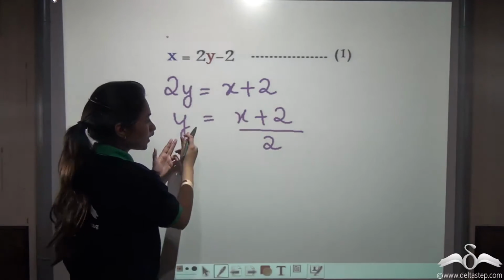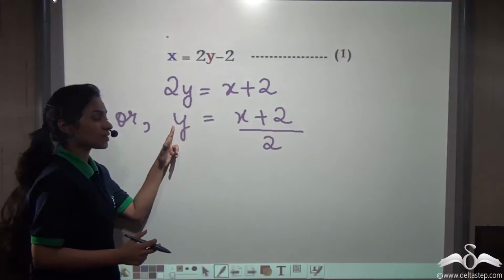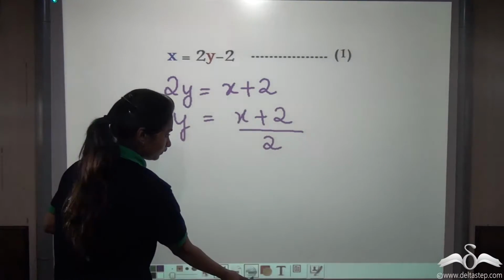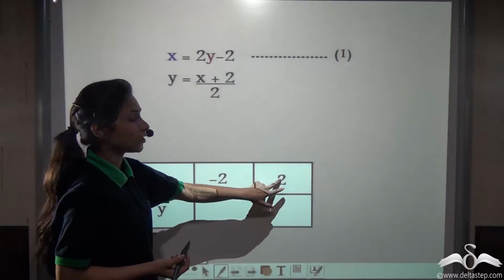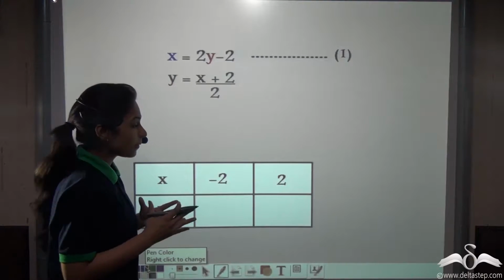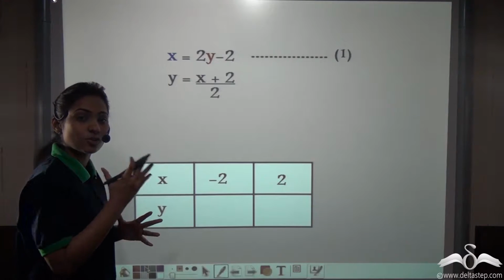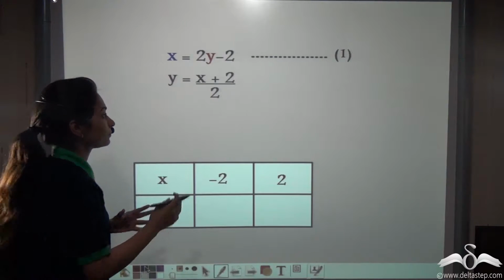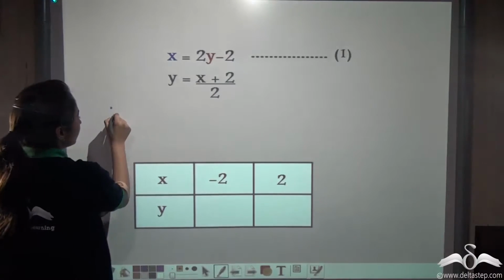Here we have made y the subject of this equation, so we will take values for x and find out the subsequent values of y. Here we have taken random values for x, that is minus 2 and 2, so that we get whole numbers for y. You can take random numbers again, but then you should see that y comes in whole numbers, so that it is convenient to plot these on the graph paper. Let us substitute x with minus 2 and 2 and see what we get.